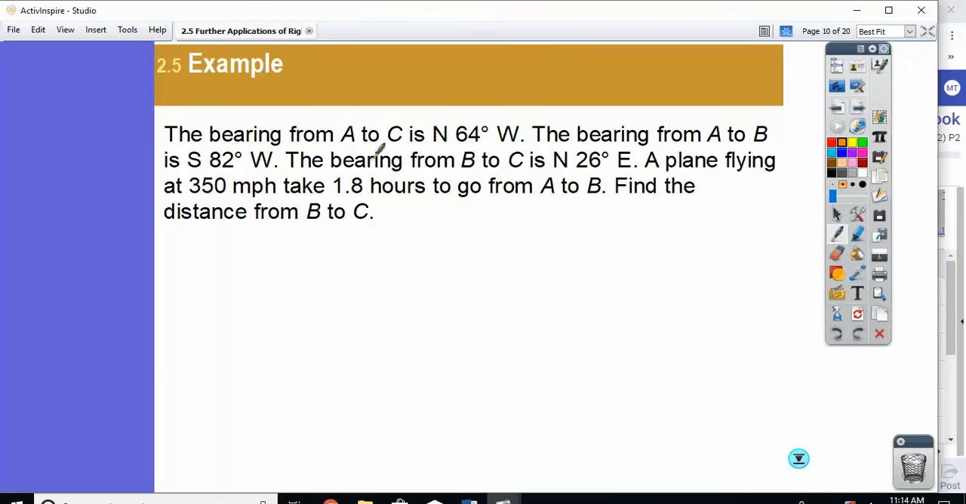So let's look at this. The bearing from A to C. So I'm starting from A. So that's my first point. Okay, to get to C, I'm talking about bearings, so you're going to have to go ahead and draw in your north-south line there. Remember, I just usually use dashed line. You have to go north 64 degrees west. Okay, so that 64 degrees is from the north-south line to that point.